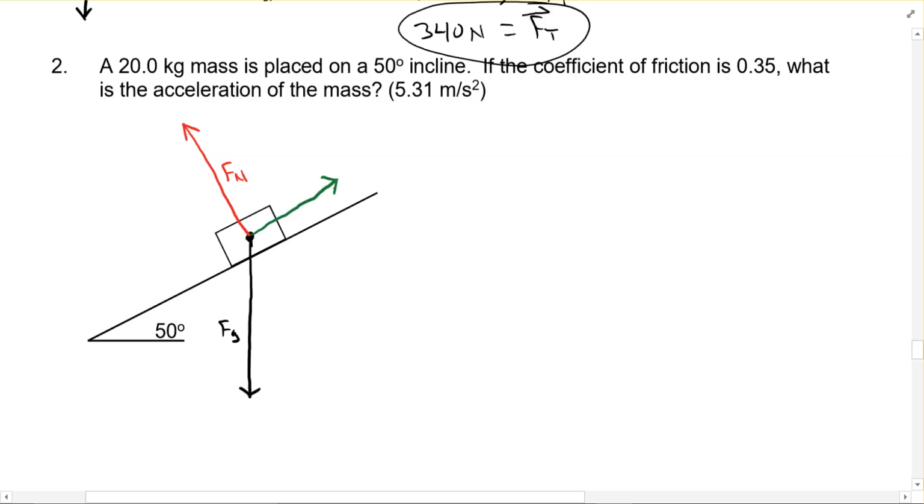But we don't know what it is. We don't know if that force is going to be bigger or smaller than the other one. So the force applied here is going up. So we got that one. And that's pretty much it, right? That's going to be our forces.